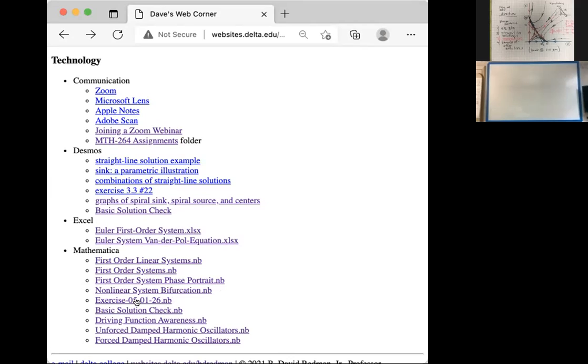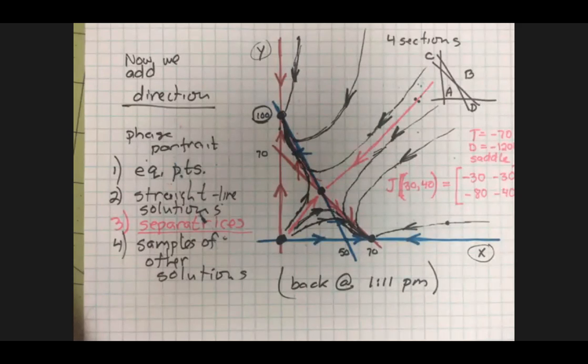Okay. So there's that exercise if you want to look at it. I want to show you one more though. I want to show you the one above it called nonlinear system bifurcation, just to emphasize that nullclines could be any curves and let you see a beautiful result. So let me open up the notebook, nonlinear system bifurcation. You could get your own copy, but I'll do it here on my desktop so that I don't wait for things to download.